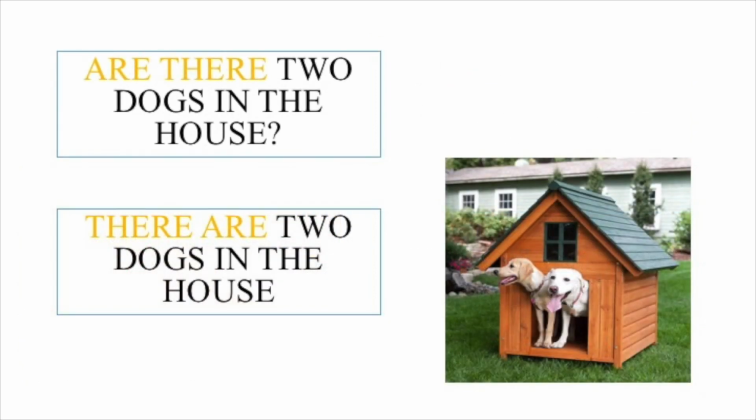And now the next picture. 2 dogs in a doghouse. So, is there? No. Are there? Plural. We won't say, is there? We have to use the plural form. Are there 2 dogs in the house? And we will reply, there are 2 dogs in the house.